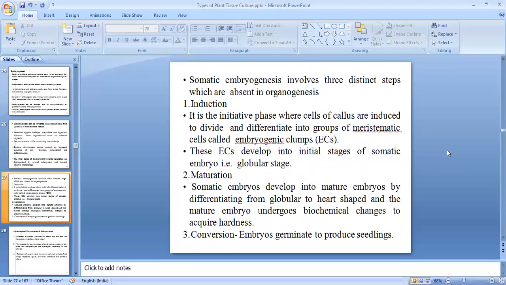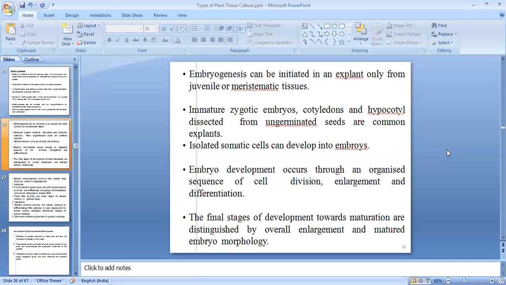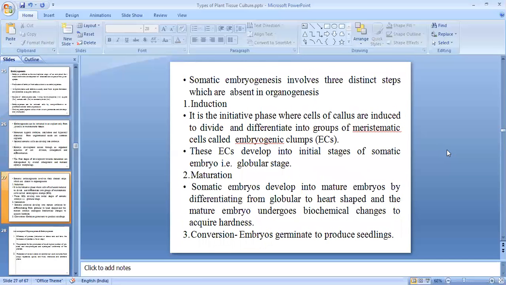Somatic embryogenesis involves three distinct steps, which we cannot see in the organogenesis, or which are not found in the organogenesis. So what are these three distinct steps involved in somatic embryogenesis? They are the induction, maturation, and conversion. What do you mean by induction? What is happening in induction?